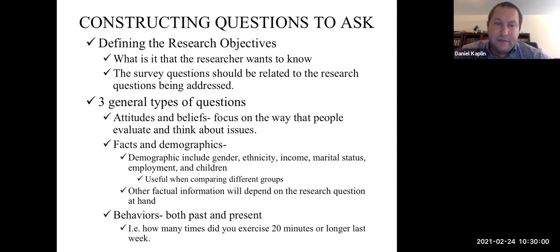And then the last of the three, so we talked about attitudes and beliefs and facts and demographics. The last type of questions are on behavior. So this is what you're doing, not how you think, but what you're doing. And questions could be about past behavior or present behavior. Questions like, how many times did you exercise for 20 minutes or longer in the last week? Right? So that's a behavioral activity, and you can ask about it. And this also highlights past behavior. All right.